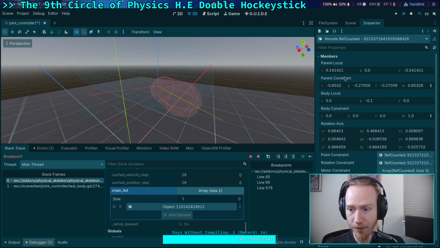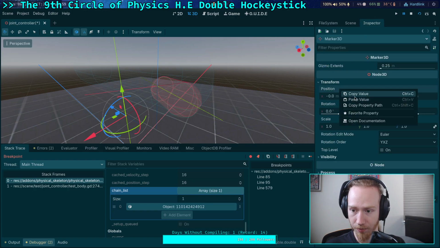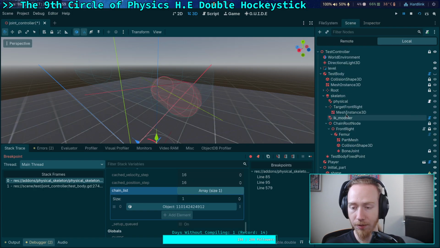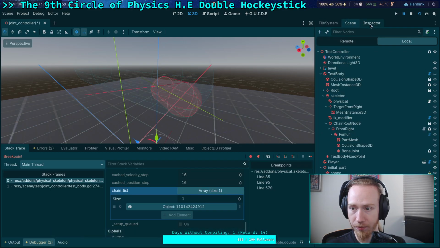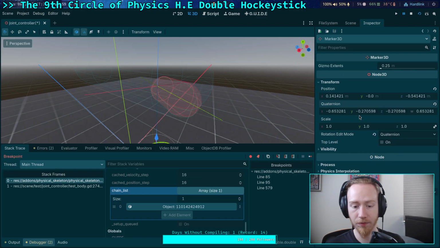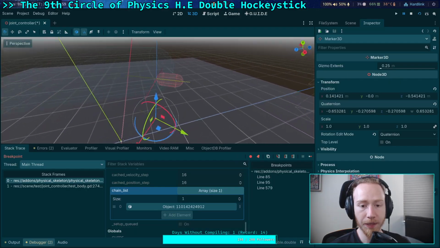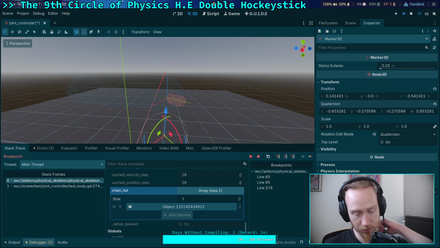Part constraint. Parent constraint. Parent local. Something called this a bunch of times. Paste. Oh, I've still got it open. Okay, I don't have to travel back through it. Copy that. And that seems like relative to what?